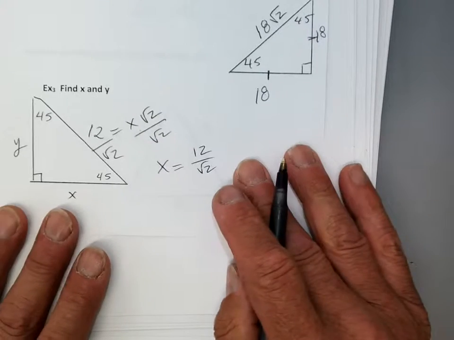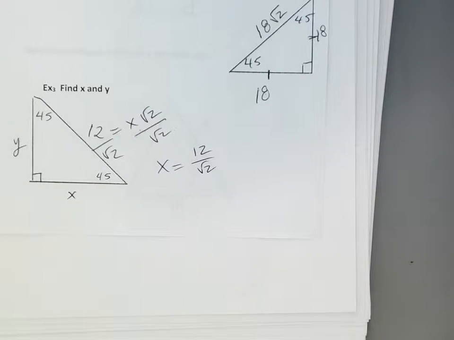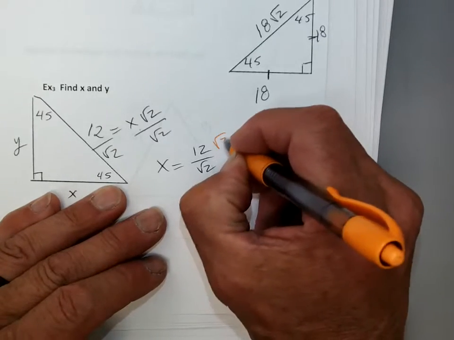Okay, now, that's not a very good answer. Do you remember how we do that? The rule is you can't have a square root at the bottom. So let's fix the problem. I'm going to multiply both by the square root of 2 over square root of 2.